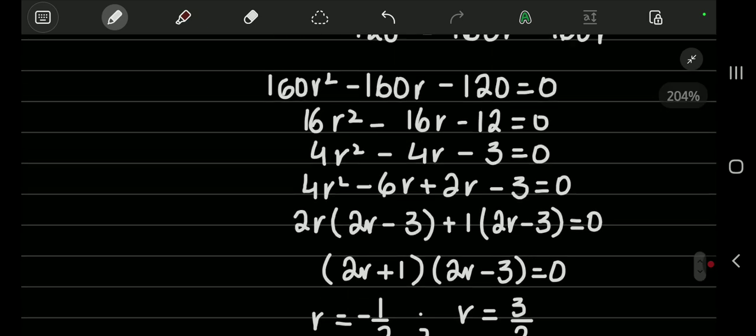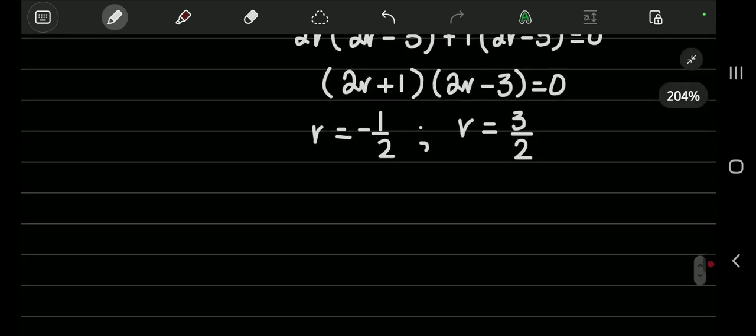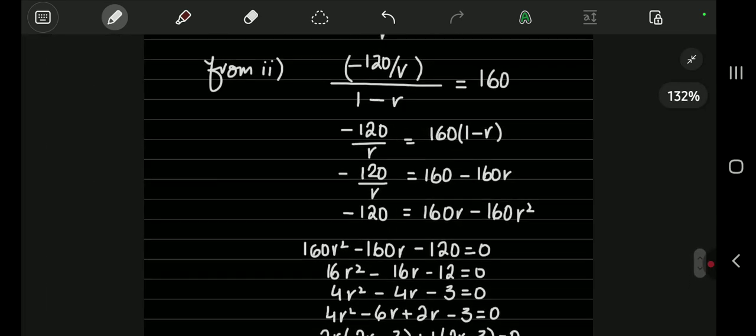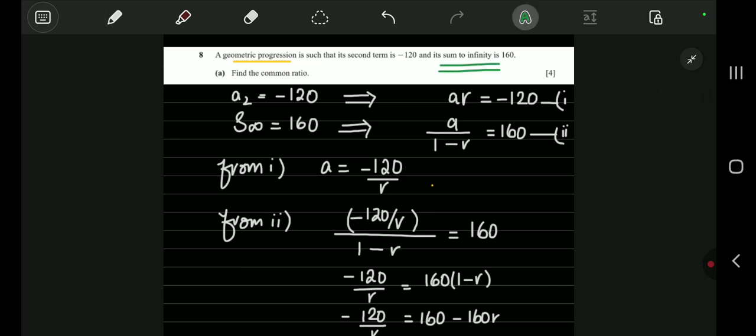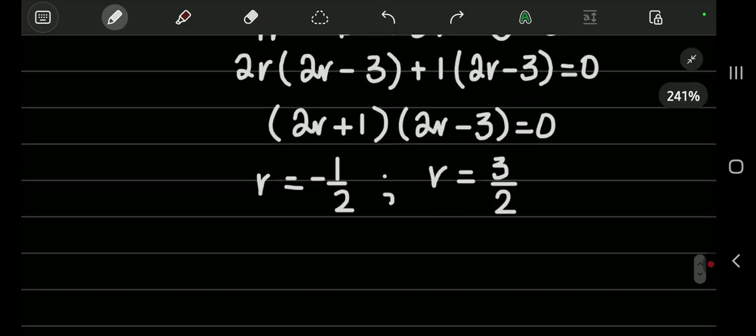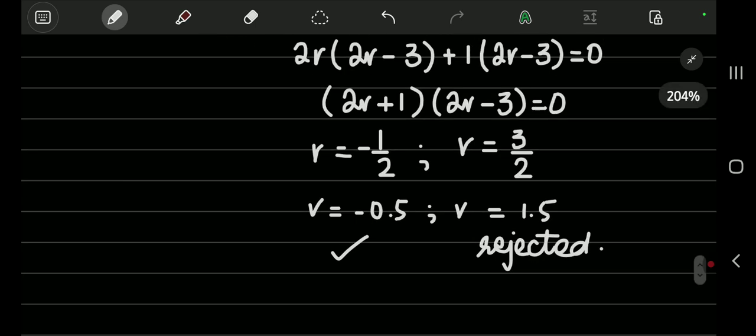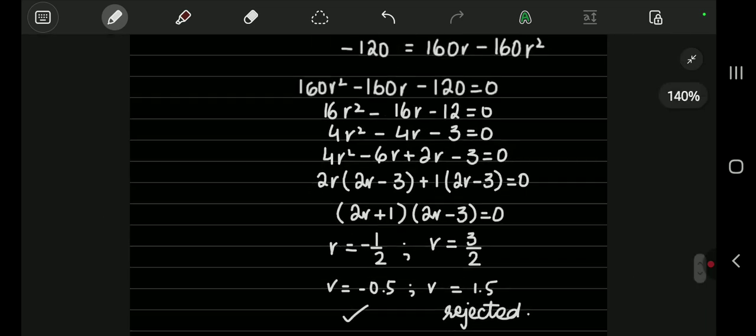Now we have to decide which one it will be, because obviously in one progression there will be one r. If sum to infinity exists, it only exists when r is between minus 1 and 1. Otherwise the sum to infinity doesn't exist. So r should be less than 1 in magnitude. This one would be 1.5 and this one 0.5 in magnitude. So obviously minus 1 over 2 is accepted and 3 over 2 is rejected, because sum to infinity only exists when r is between minus 1 and plus 1. This is how we found the common ratio.